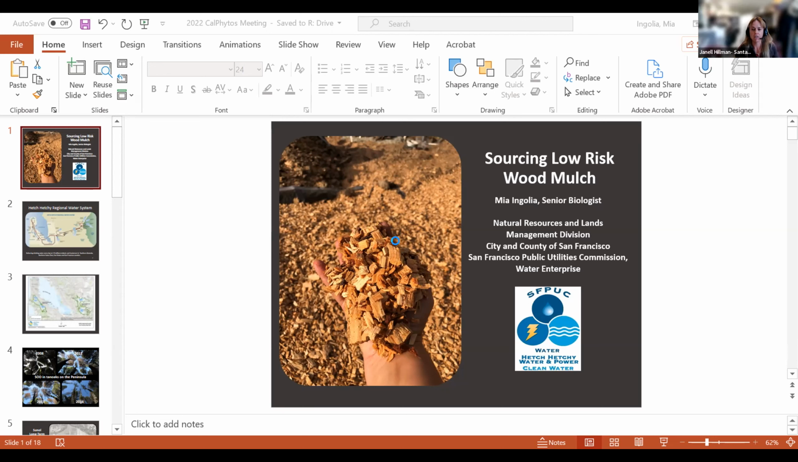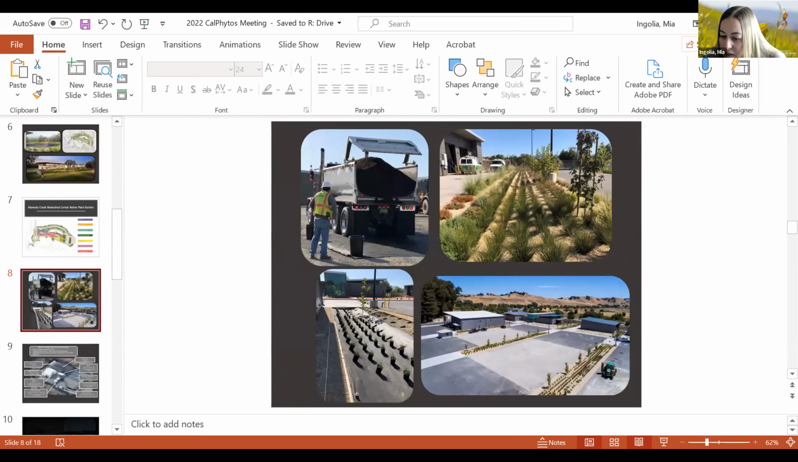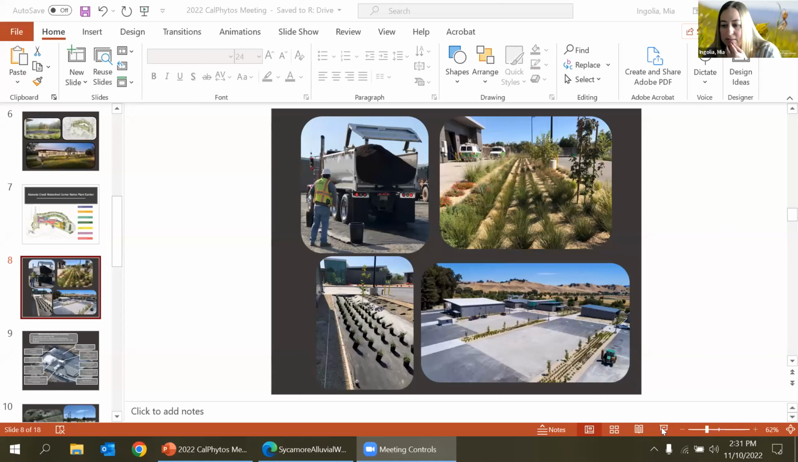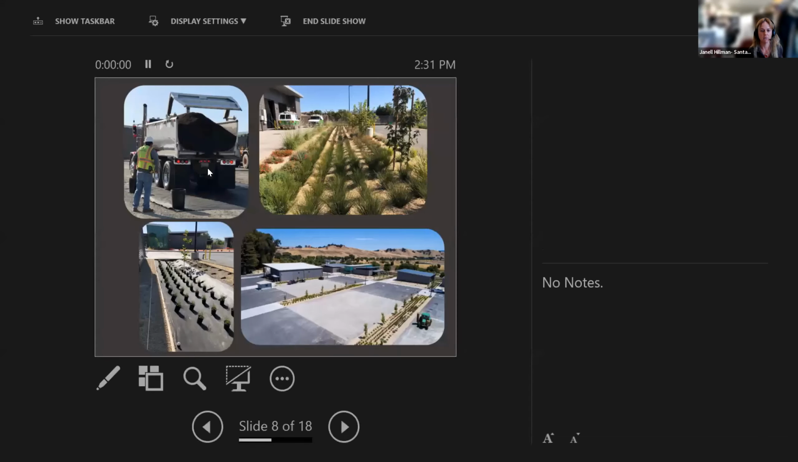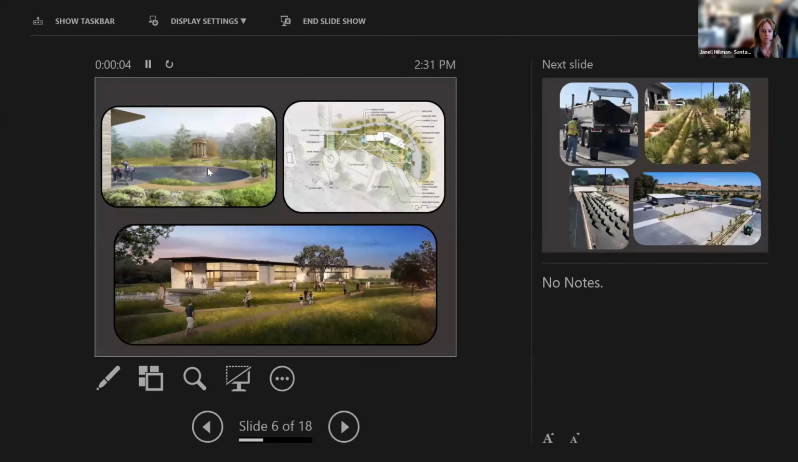Sorry, Mia, to interrupt you, but we're not actually seeing your slides advance. We're still on the first slide. Okay, let's try again. I'll stop sharing and start sharing again. And I'll just do screen this time. Let's try that. So I think now we're seeing slide 6, but let's see what's happening now. Okay.